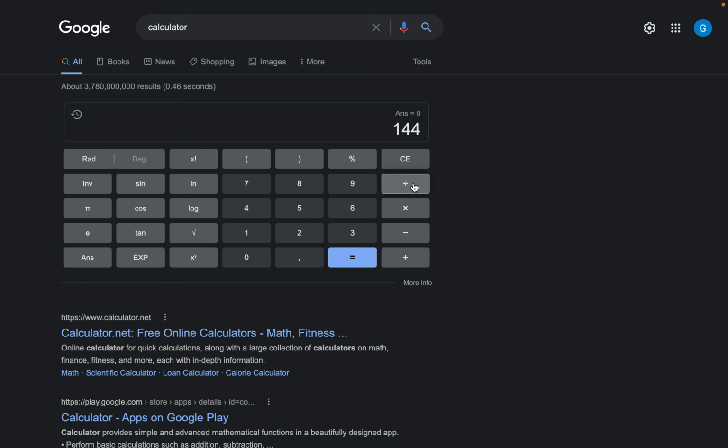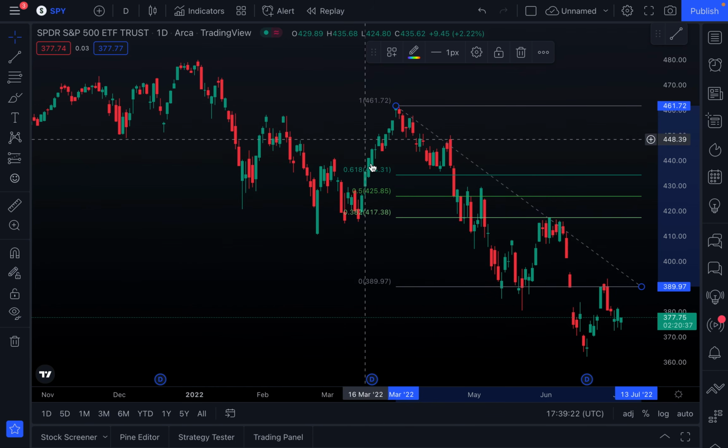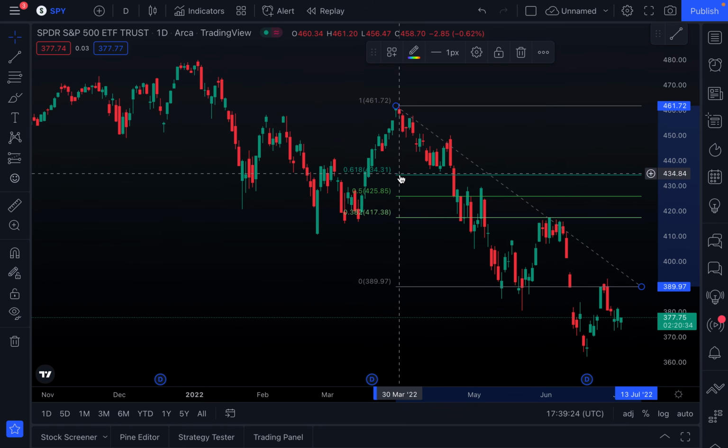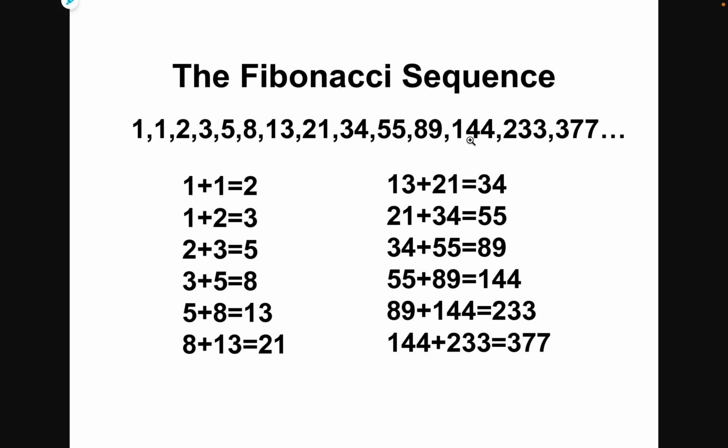If I take 144 and I divide it by 233, what do I get? 0.618. Where have we seen 0.618 before? Over here, right? That's one of these retracement levels, 0.618. Interesting, right? So now what if I take 144 and divide it by 377?